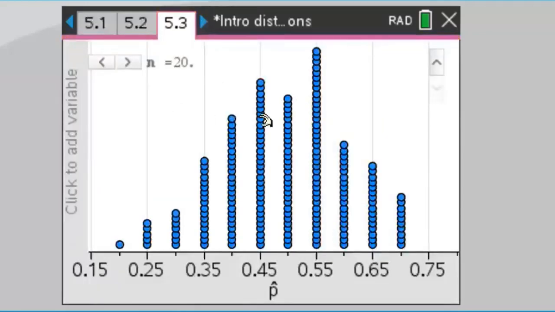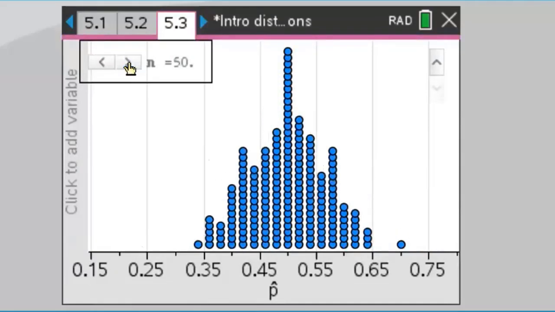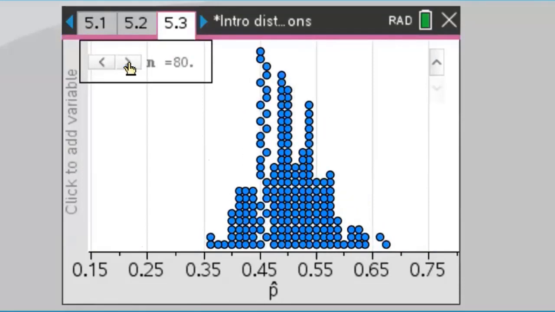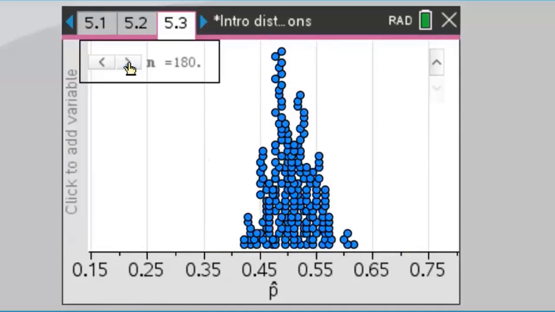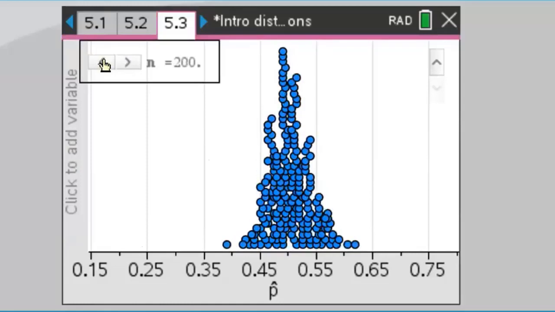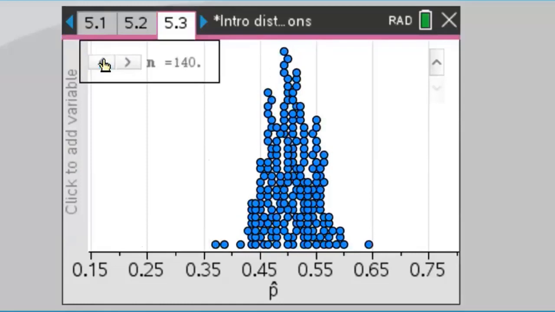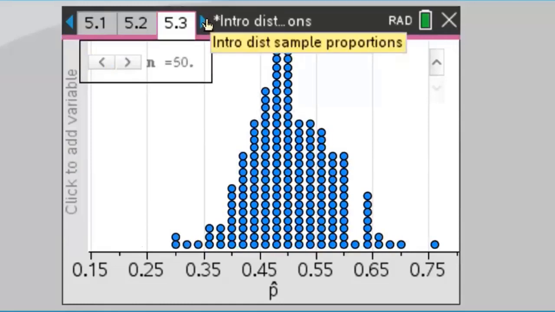Okay, so I start off, so this is 200 samples of size 20, and 200, the results of 200 samples of size 30, 40, 50, and so on. And yes, the thing that is most obvious is that as n increases, the spread decreases. And also, it becomes more symmetrical as the value of n increases.